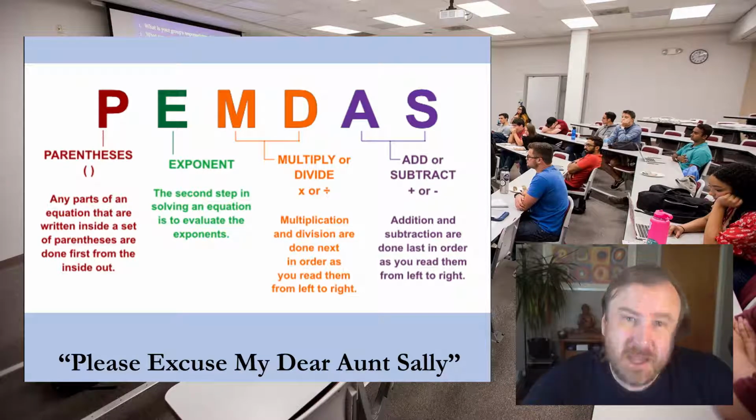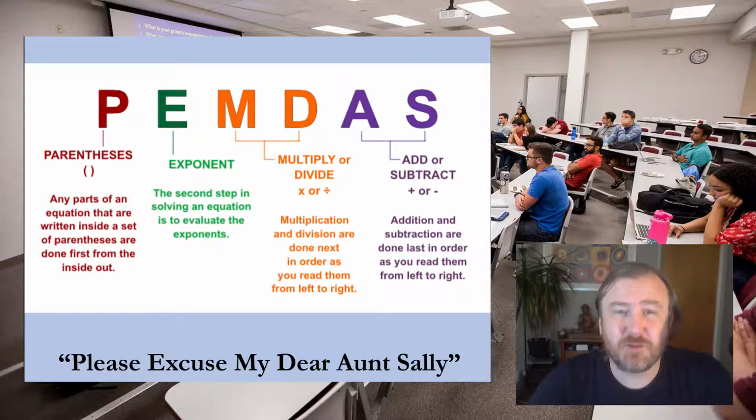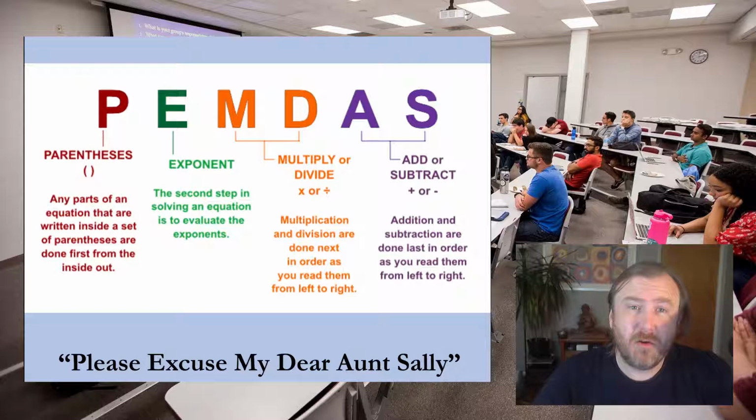P refers to parentheses, those come first. After you work out things in parentheses, you're going to do the exponents. So if you're squaring or cubing something, then you're going to do multiplication and division. Then you're going to do addition and subtraction.